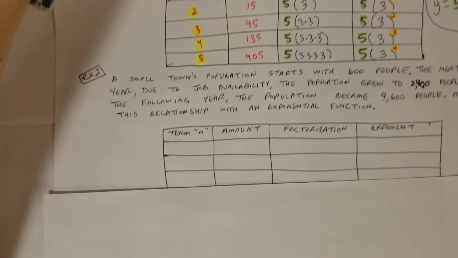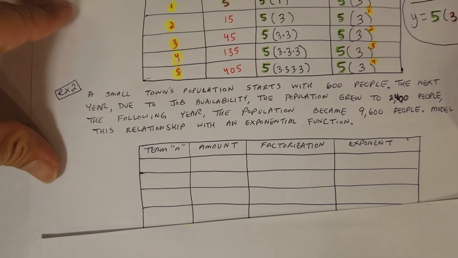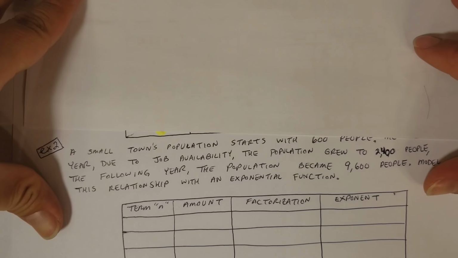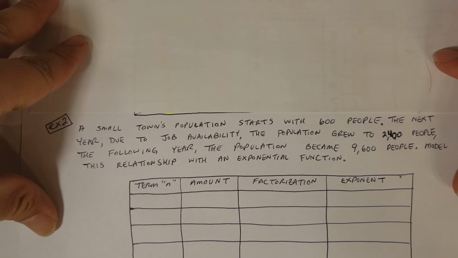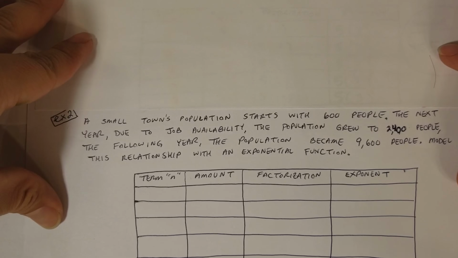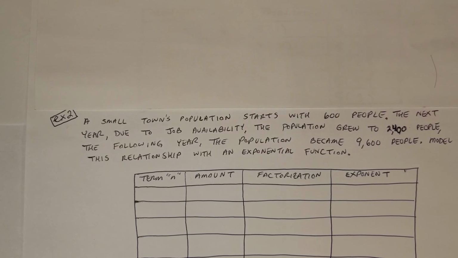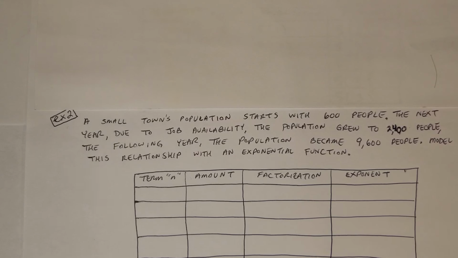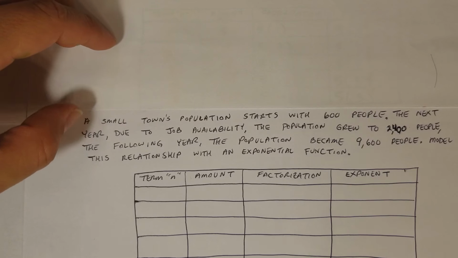Okay? We'll do one more really quick for comfort, and then you guys should be good to go with this. So the next one says, a small town's population starts with 600 people. The next year, due to job availability, the population grew to 2,400 people. The following year, the population became 9,600 people. Model this relationship with an exponential function. So basically, we have to write this as an exponent, kind of like the last example that we had.